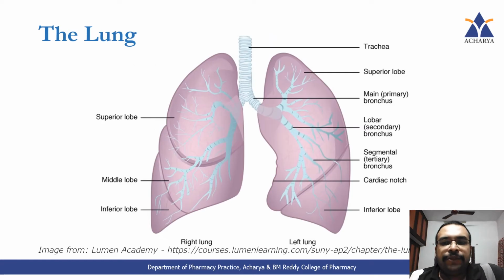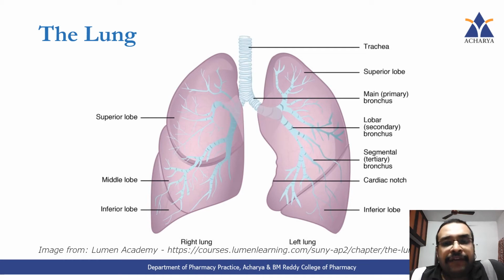Okay, so now let us look at the lung. As you know, the lung is a very important excretory organ in your body. It excretes carbon dioxide and also a lot of other volatile substances like alcohol from your body. Now, if you look at the lungs, there is one pair of lungs: your left lung and the right lung.